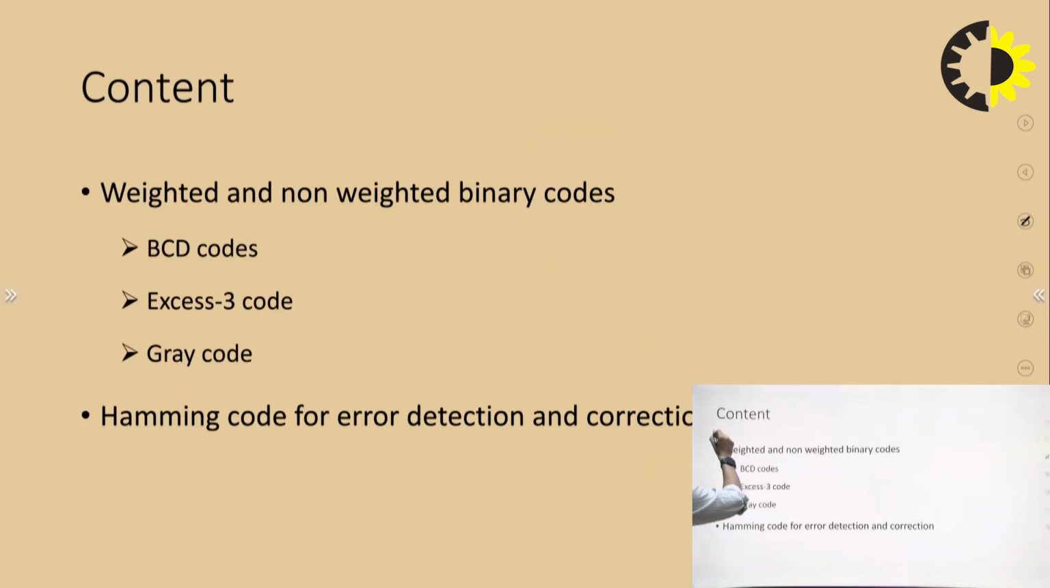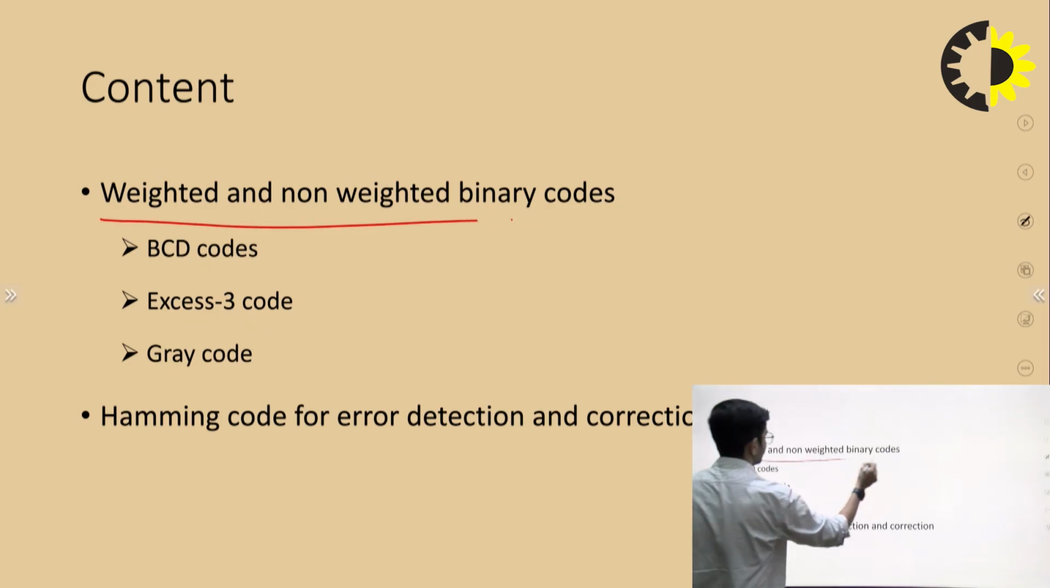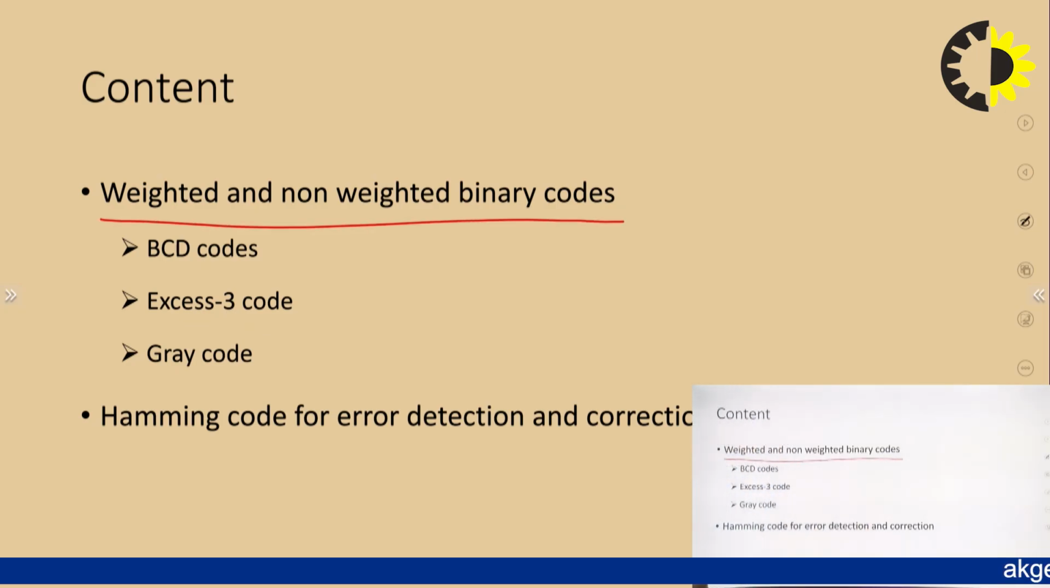Coming to your next topics. First, the topic is weighted and non-weighted binary codes, followed by the BCD codes, excess-3 codes, gray code, and Hamming code for error detection and correction.